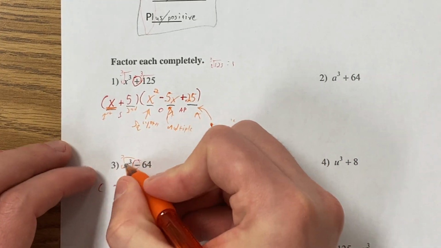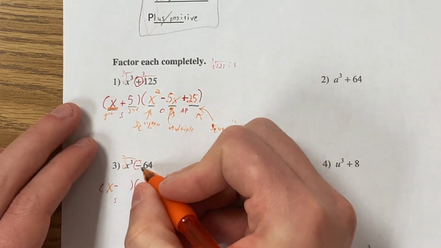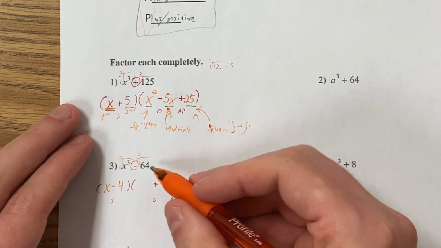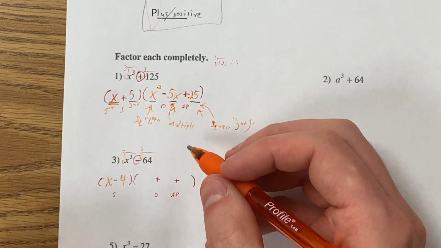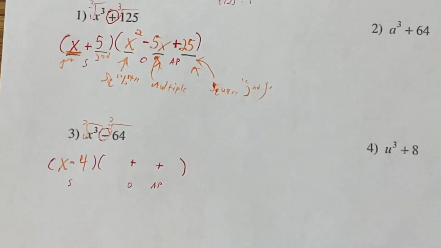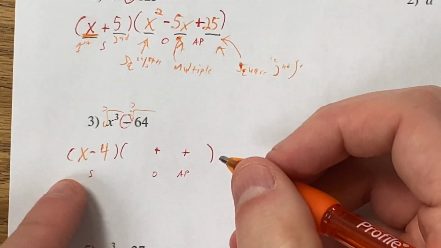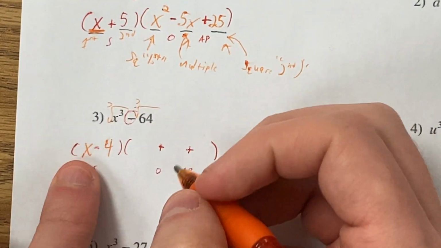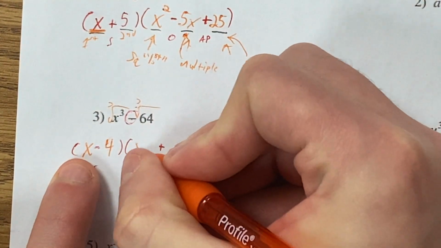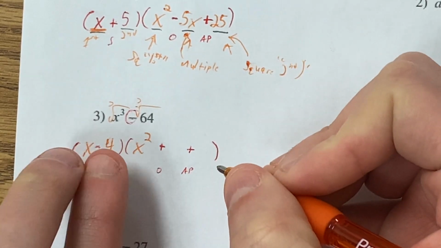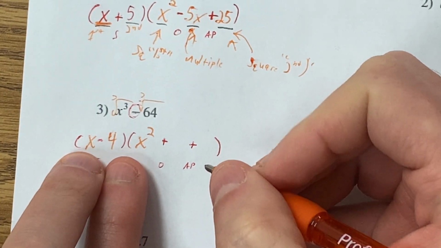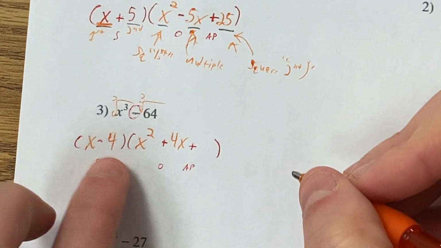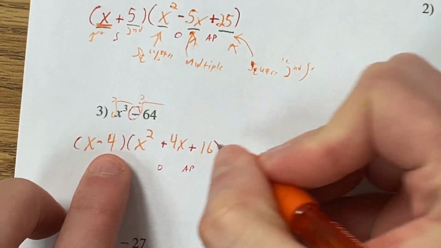If you cube root x, you get x. If you cube root the 64, that's 4. If you need a reminder of how to find cube roots, I'm pretty sure that's in a different video that you can rewatch on simplifying roots. Okay, so you take the cube roots, you get x and 4. You square the first thing. You multiply the two things together, so the 4 and the x is 4x. And then you square the second thing, so 4 squared is 16.